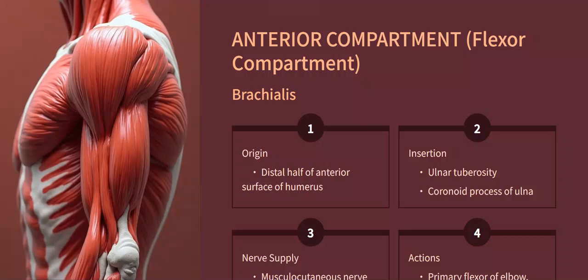2. Brachialis. This is the primary flexor of the elbow. Origin: distal half of anterior surface of humerus. Insertion: ulnar tuberosity, coronoid process of ulna.